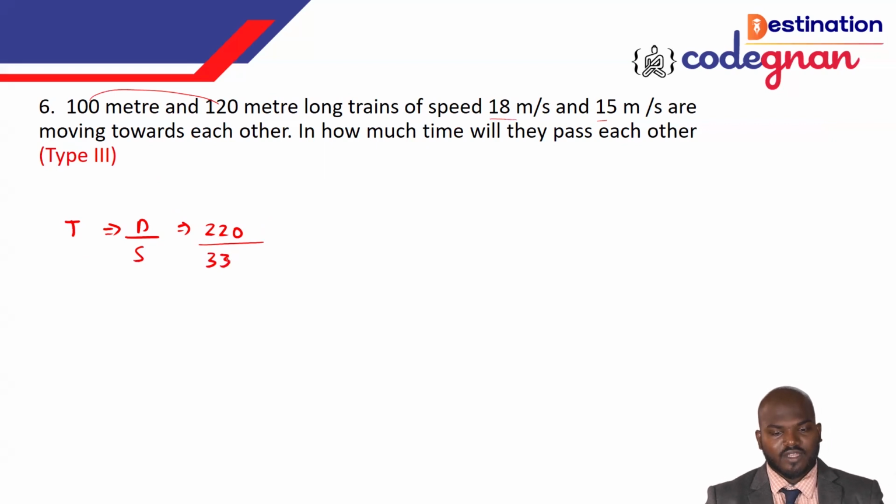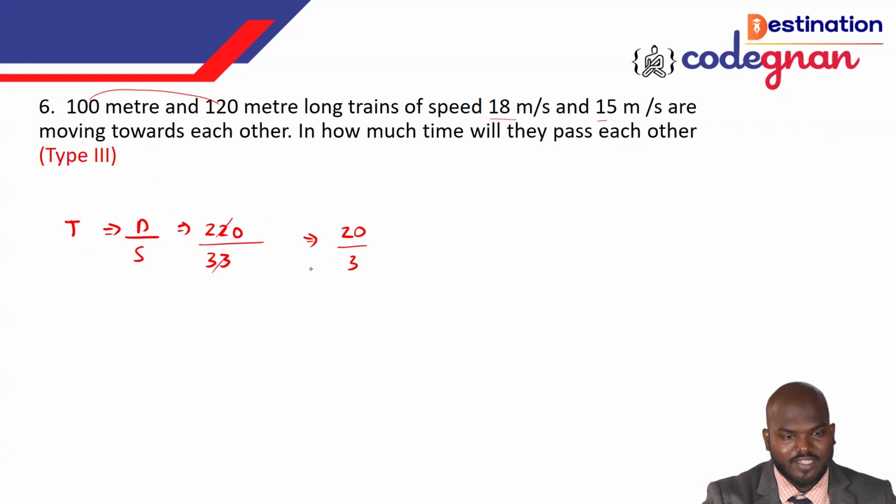So using the 11th table, guys, we can solve this one. If you cancel this with the 11th table, this will give you 20 and this will give you 3. 20 by 3 seconds it will take. If you want to calculate it accurately, it will give you the answer 6.67 seconds.